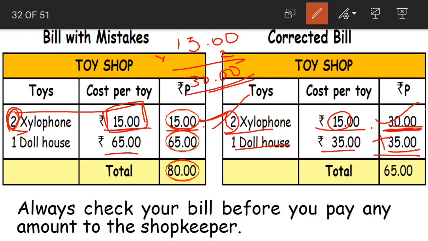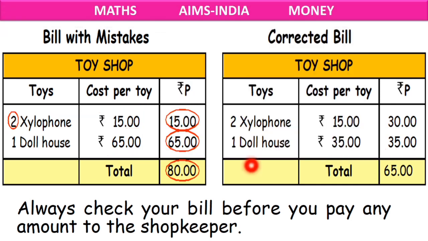Now when we add these two together, we'll get 65 rupees, children. So this is our correct bill. Understood? So that is why we have to always check our bill. According to the wrong bill, we had to pay 80 rupees. But according to the correct bill, we have to pay only 65 rupees.